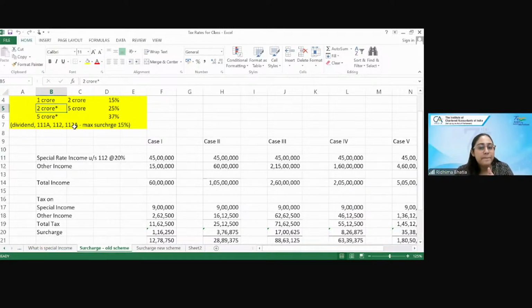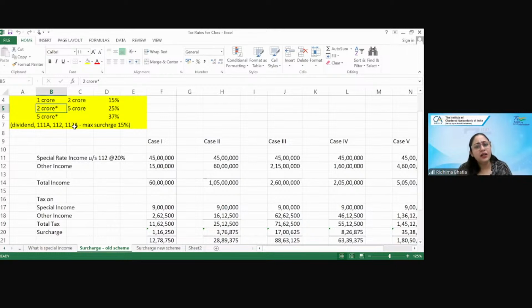Even if this amount of income is 1 lakh or 2 lakhs, you may say there is no tax, or that 15% surcharge should not be there. No, if my income is crossing more than 2 crore, at that time I have to be more careful. Then I have to check, is there any special rate income? Yes, there is special rate income. What should the surcharge be on that, 25% or 15%? If that special rate income is of 111A, 112 or 112A or dividend, maximum surcharge would be 15.